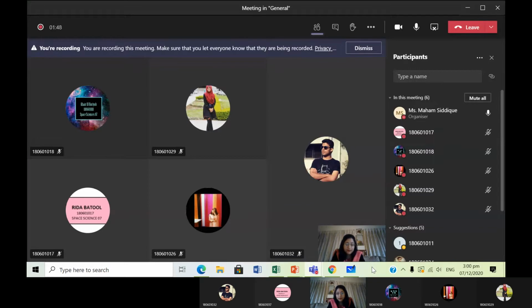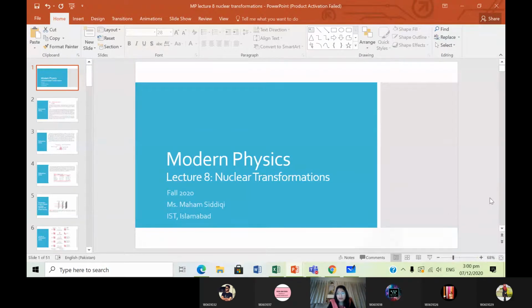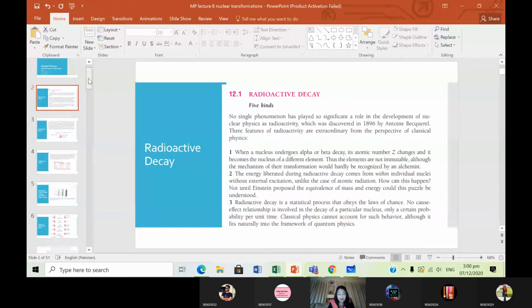Okay, so it's 3 o'clock, so I think we can go ahead and start now. Last time we were talking about nuclear transformations. We had finished our previous chapter, which was nuclear structure. The nuclear structure was a relatively easier chapter. It was a short chapter as well.